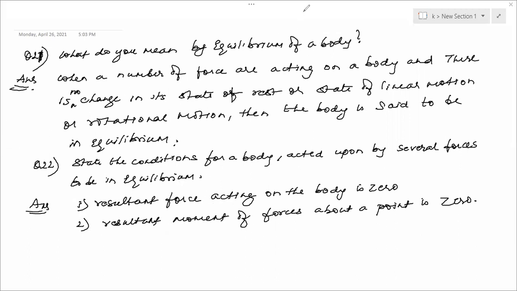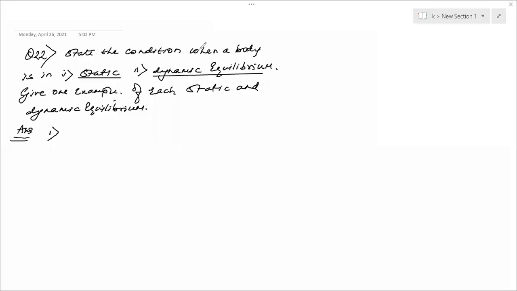Okay, children. Now we go to question number 23. State a condition when a body is in static equilibrium. Then state a condition when a body is in dynamic equilibrium. Then you have to give one example of each, static and dynamic. So simple, children. When several forces are acting on a body and the body maintains a state of rest, we say the body is in static equilibrium. That means what is the condition needed for static equilibrium? The body should remain in a state of rest.